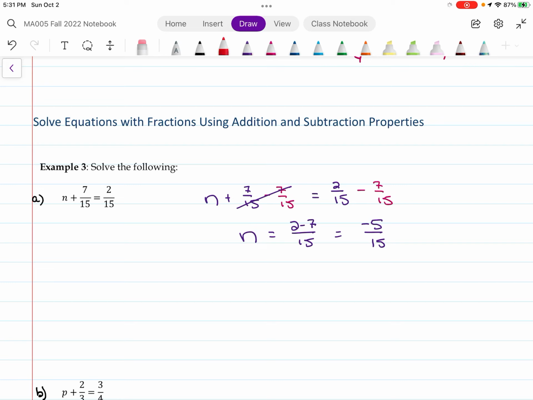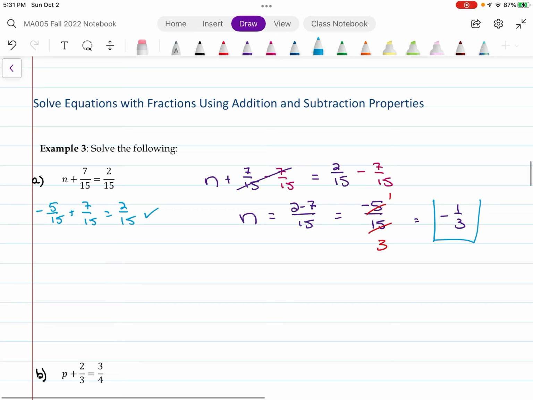Well, that reduces. So how many 5s in 5? 1. How many 5s in 15? 3. And this is going to become negative 1/3. So n is negative 1/3. Now, if you wanted to check, of course, you would put the negative 5/15 in here. So you would say negative 5/15 plus 7/15 equals 2/15. Is that true? Yes, that checks. All right, so there's our answer right there.